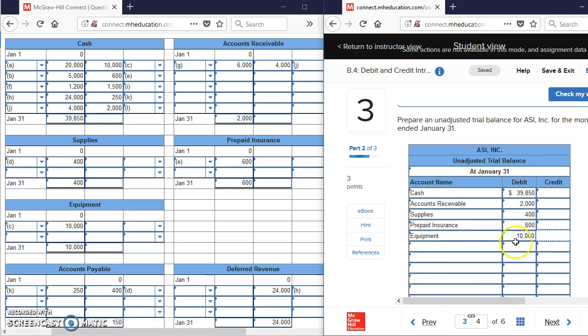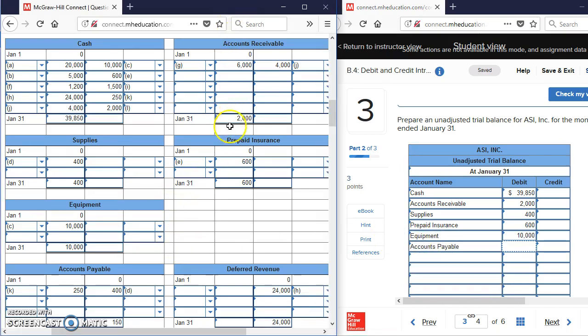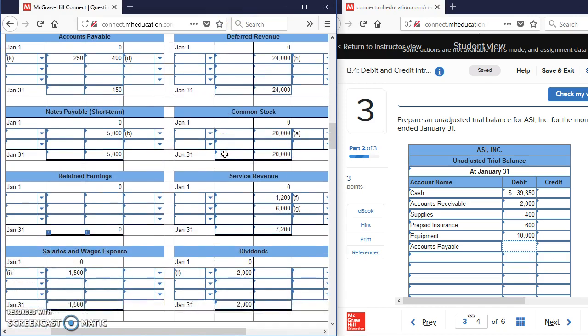Notice how all your assets have debit balances. Assets increase on the left. Their normal side, as they call it in accounting, is the debit side for all your assets. So now let's do the liabilities. We've got accounts payable. I'm going to scroll my T accounts down a little bit on this side. We'll look at it.